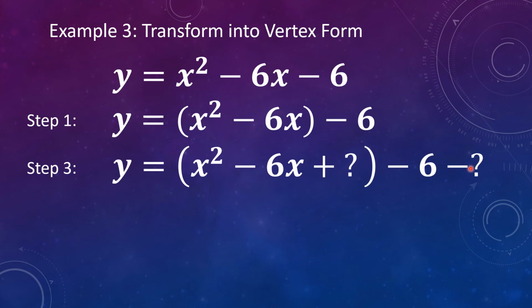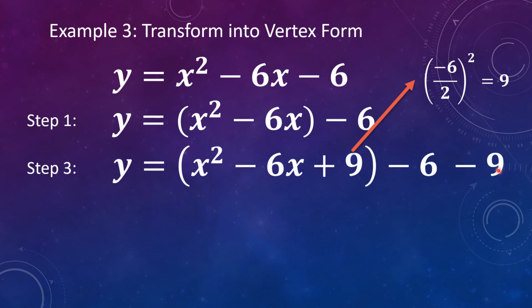Okay? Next, to find the third term, kailangan natin kunin si second term. Second term natin is negative 6x. So, negative 6 divided by 2, so that's going to be negative 3 squared. Negative 3 squared is 9. So, we'll need to add 9 here to make it a perfect square. At the same time, we'll need to minus 9 to keep the equation balanced.